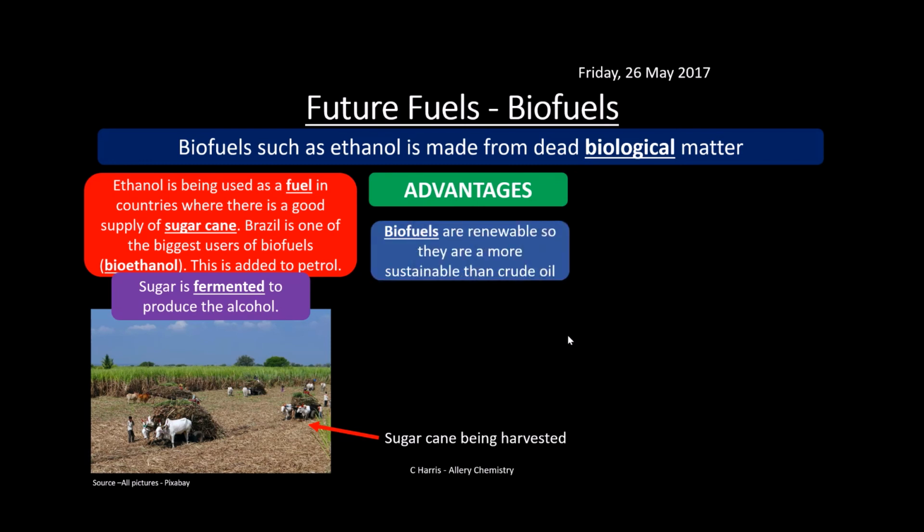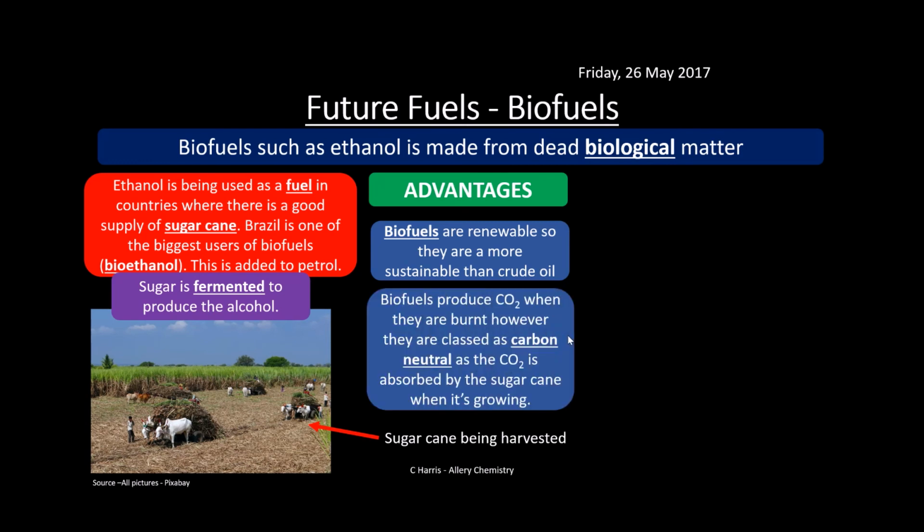Some of the advantages of doing this is that biofuels are renewable, so they're much more sustainable than crude oil. Obviously, we can keep growing the sugarcane. And biofuels, they produce carbon dioxide when they're burnt. However, they're classed as carbon neutral because the carbon dioxide is absorbed in photosynthesis when that sugarcane is growing.